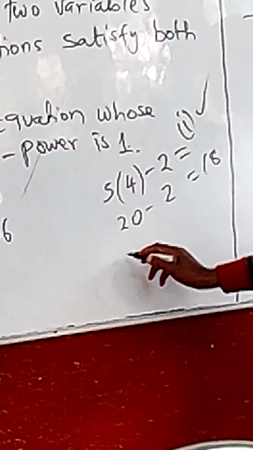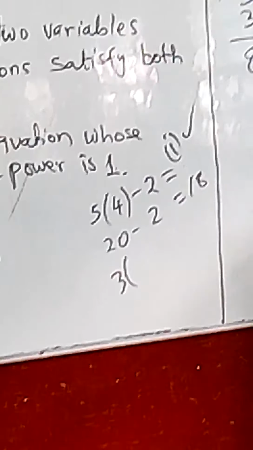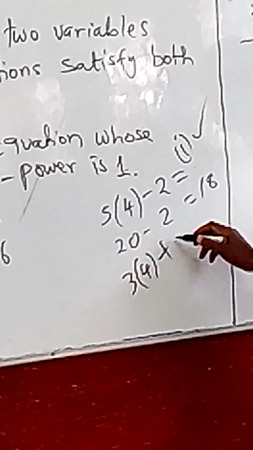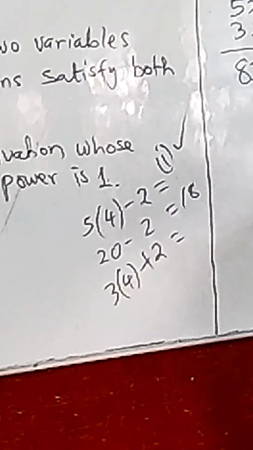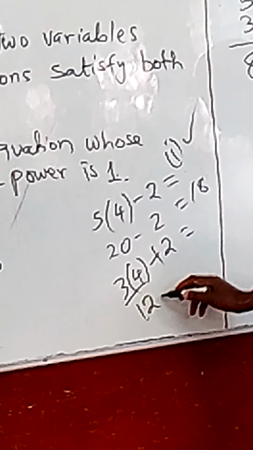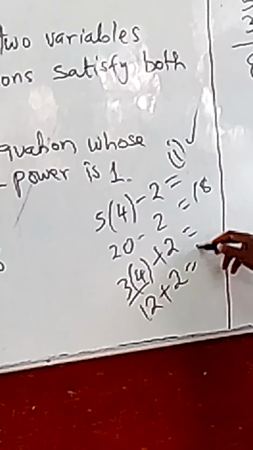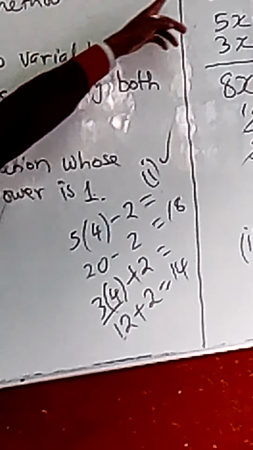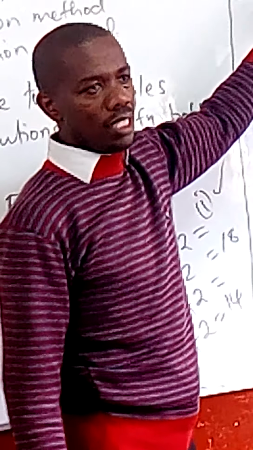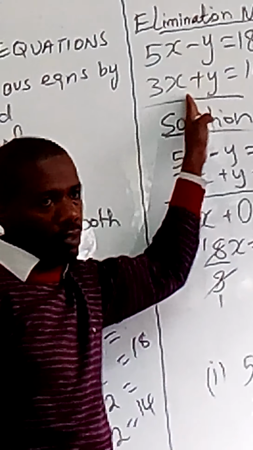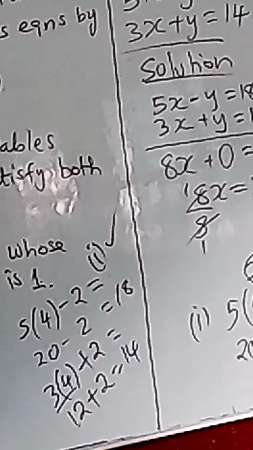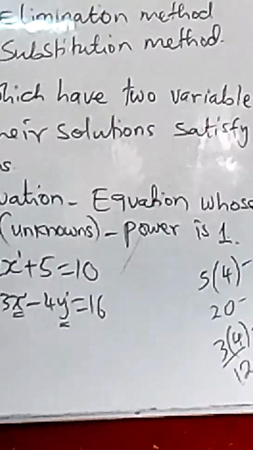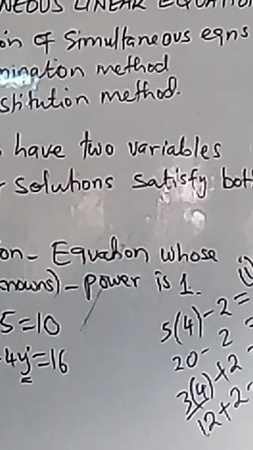Pick equation 2, 3x. So, where you have x, you write 4, plus y is 2. You are supposed to get 14. So, 3 times 4 is 12, plus 2 is 14. So, we've been able to solve these two equations simultaneously, meaning at the same time, and the solutions that we get are able to satisfy the two equations. So that is called the elimination method.